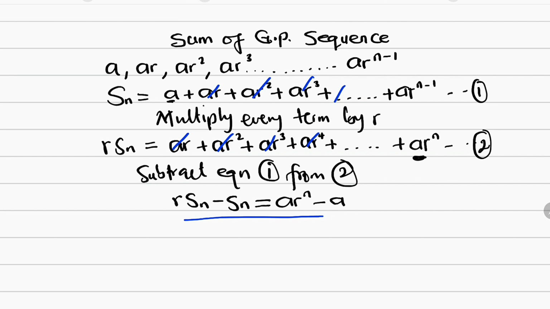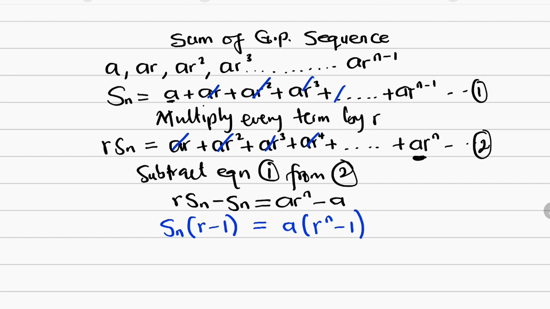Now let us continue simplifying. From this equation right here, you can see the left hand side we have two terms and each contain Sn, so we can factor it out. We have Sn outside and inside we have r minus 1. And to the right hand side, you can see the two terms contain a in common, so we can bring it out. We have a, inside we have r to the n power minus 1.